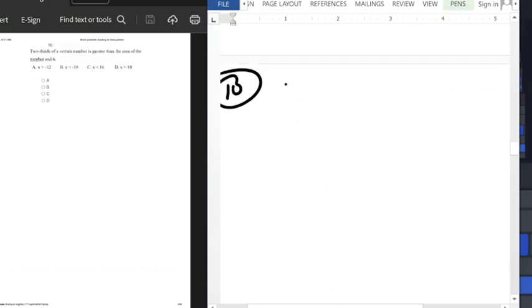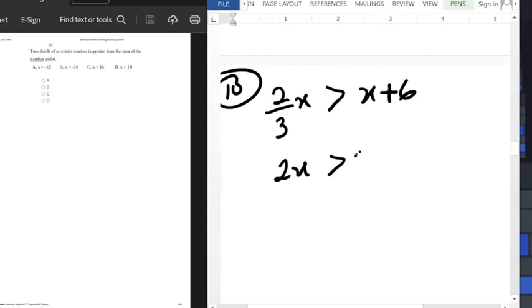Number 10. 2/3 of a certain number, that is 2 over 3 of that number, where the number is x, is greater than the sum of the number and 6, that is x plus 6. This is the interpretation. So from here we can cross multiply. So this is going to give 2x greater than 3 multiplied by x plus 6.